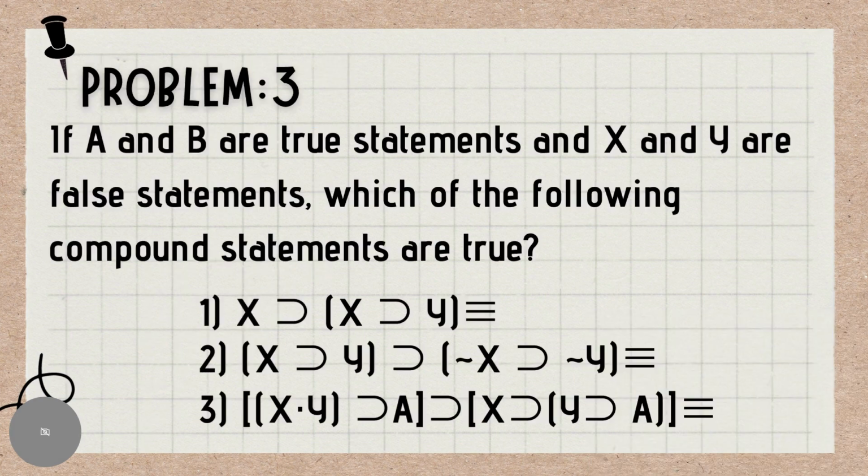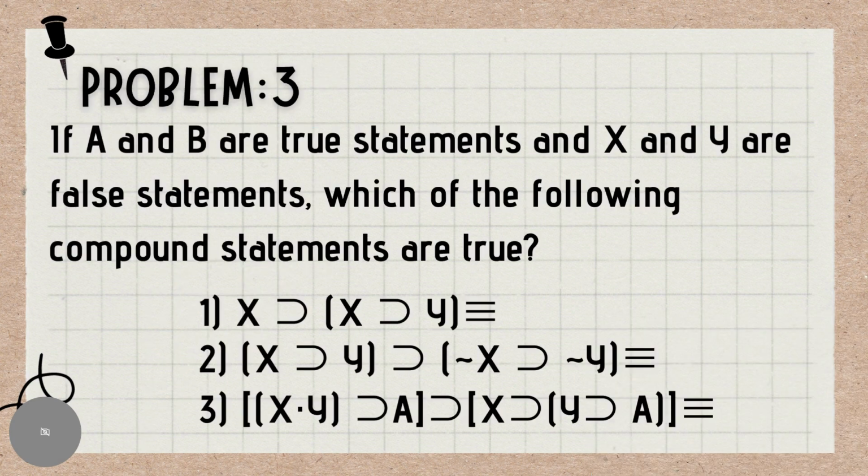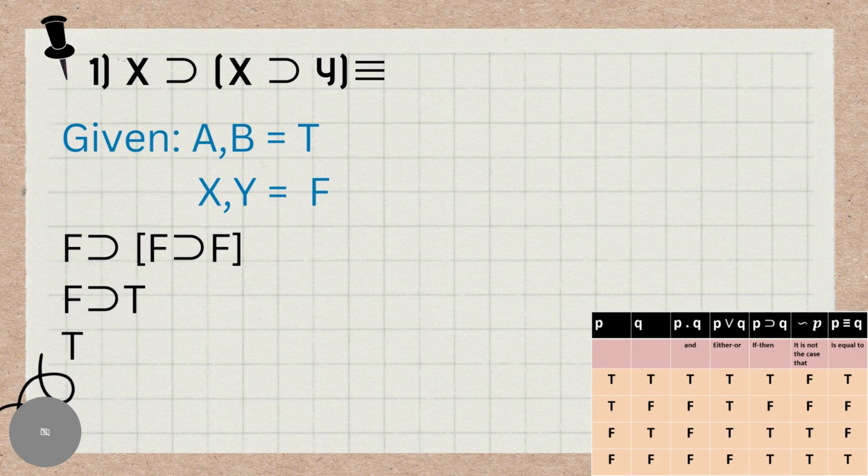In problem number 3, if A and B are true statements and X and Y are false statements, which of the following compound statements are true? Even though the variables are different than before, here we have A, B, X, Y, and here we have only X and Y and A in the last one, so don't get confused with the variables. You can solve it in the same method. We have A and B as true, X and Y as false as usual. So X we will be replacing as F and Y also as F.